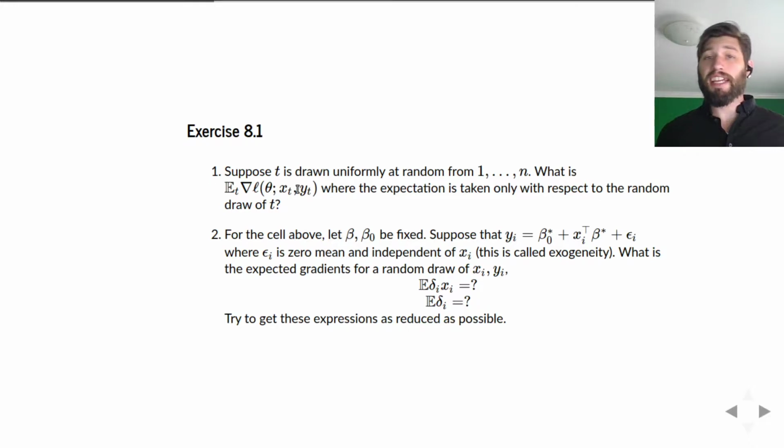Before, we had that x and y were thought of as random, and the expectation of this was the gradient of the true risk. But now we're just thinking of the index as random. Okay, so let's answer that first.